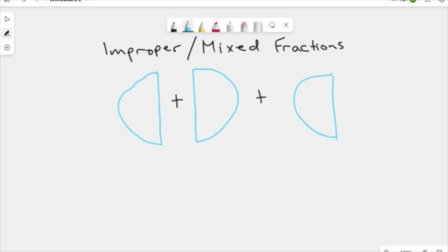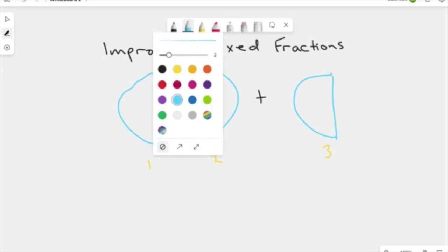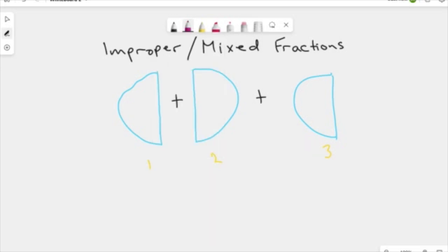So here we can clearly see I've drawn three semicircles. So we've got one, two, and three. And each of these semicircles makes up half of a whole, so half of an entire circle. So I'm just going to label in here that this one is a portion of a half, this one is a portion of a half, and this is a portion of a half.